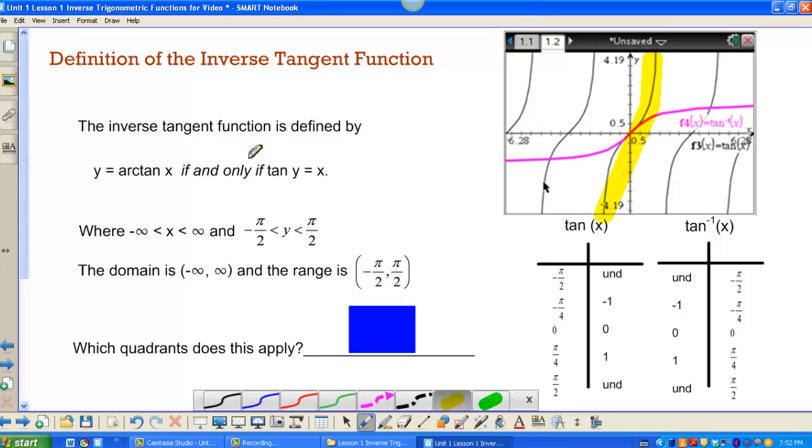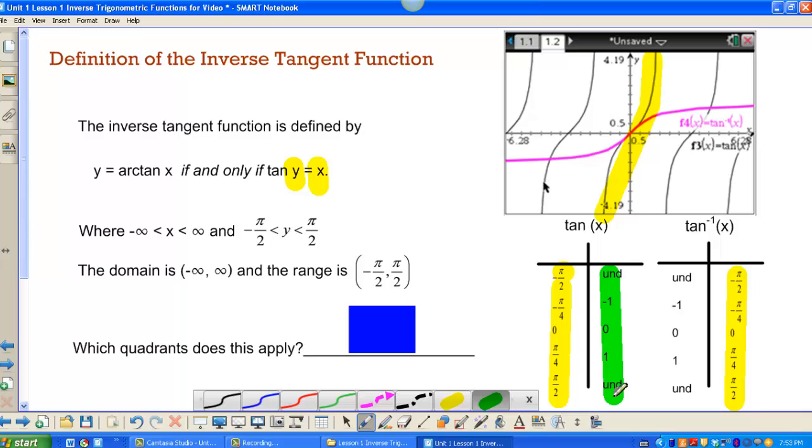With tangent, okay, the function is defined. Again, we're switching our x and y. Now, I just picked from negative pi over 2 to pi over 2. Obviously, I could have kept going. And the range, or excuse me, the domain of the tangent becomes the range of the inverse.